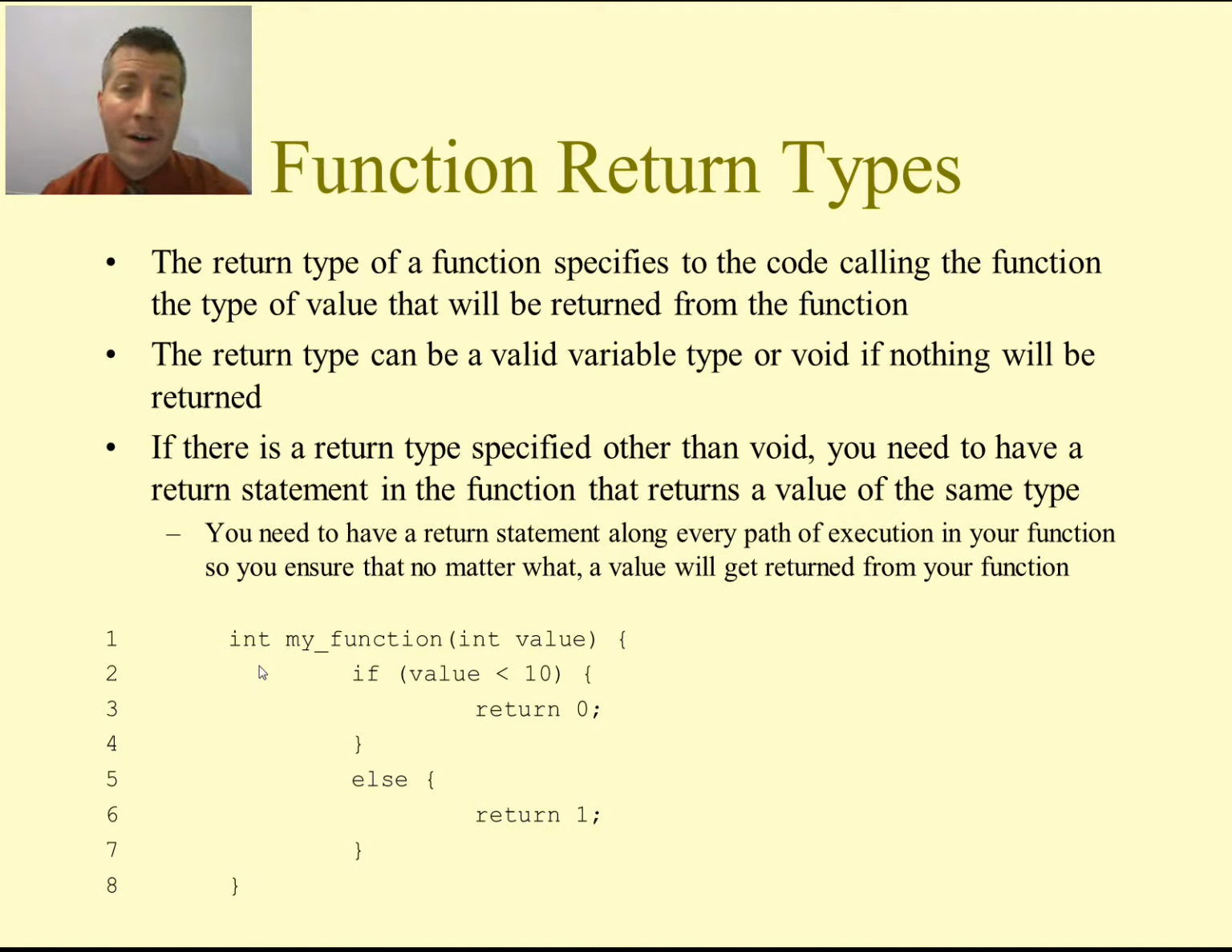I could have returned a variable also. The variable has to be of type int if I'm going to return it from this function, though. It does not need to be a hard-coded value. It could be a variable, and most of the time, not all of the time, but most of the time, you probably will be returning variables as opposed to returning hard-coded values from functions.